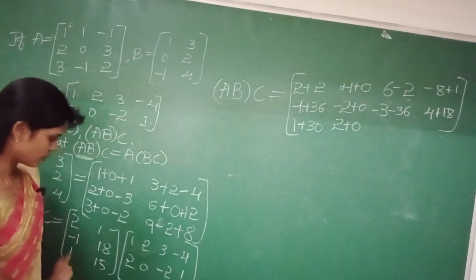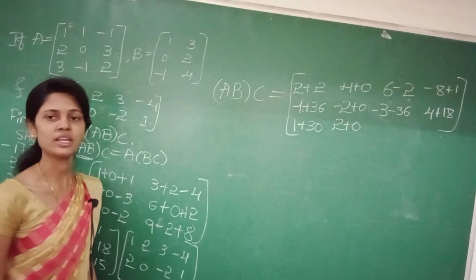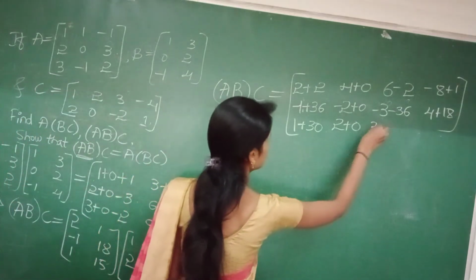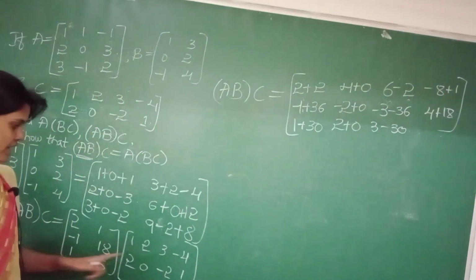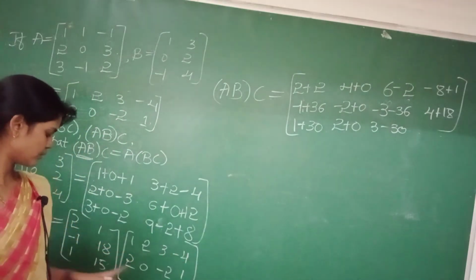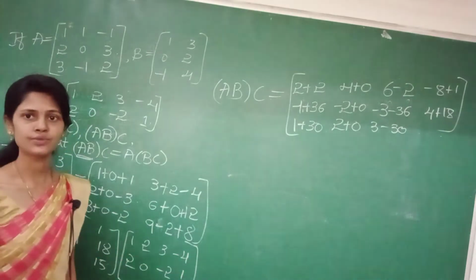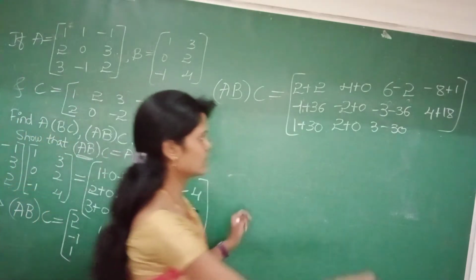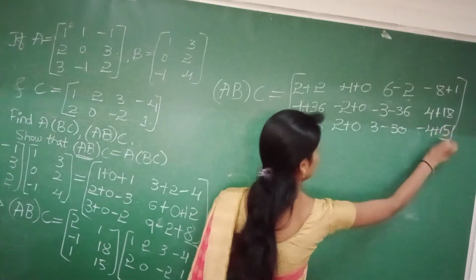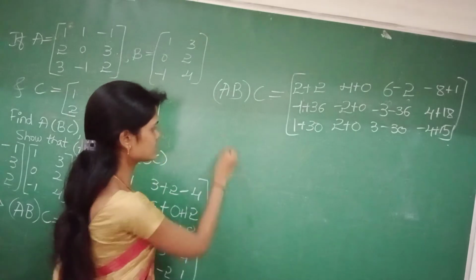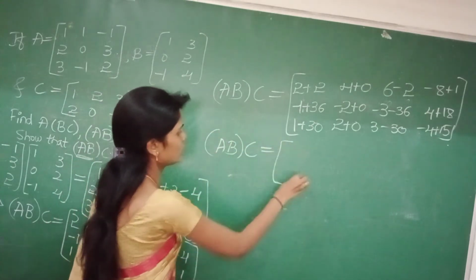Then 1 into 3 it is 3, 15 into minus 2 it is minus 30. So 3 minus 30. Then 1 into minus 4 is there, so minus 4 and 15 into 1 is 15. So minus 4 plus 15. This is what? The matrix AB into C. So write down all the things.